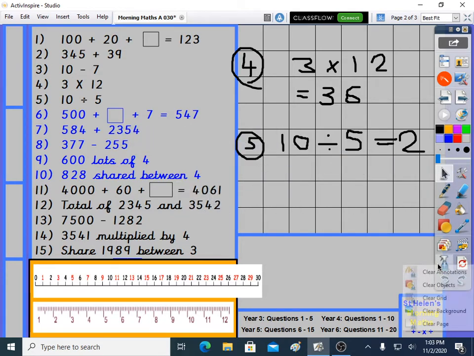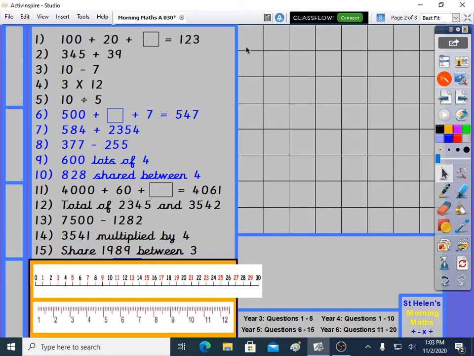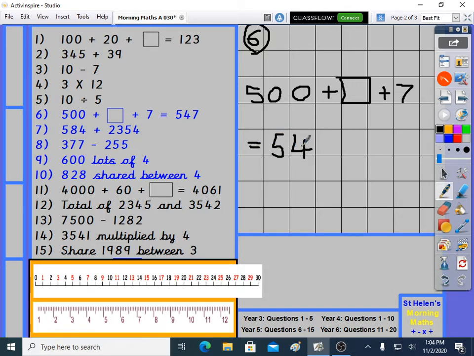We'll be moving into year 4. Question 6 for year 4 level. 500. Keep doing these place value questions like this with the missing boxes, don't we? This will last a little bit longer, then we'll change to something else. 500 plus something plus 7 equals 547. You know what's missing.